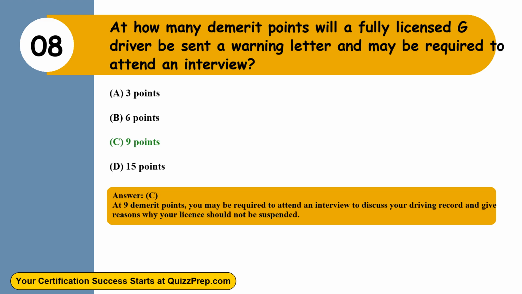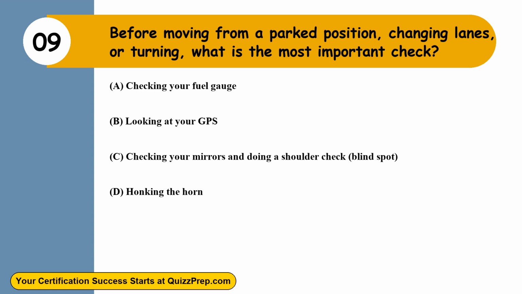At 9 demerit points, you may be required to attend an interview to discuss your driving record and give reasons why your license should not be suspended. Question 9. Before moving from a parked position, changing lanes, or turning, what is the most important check? Option A. Checking your fuel gauge.